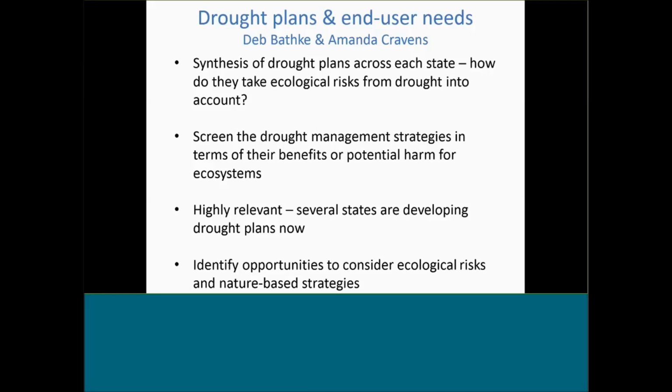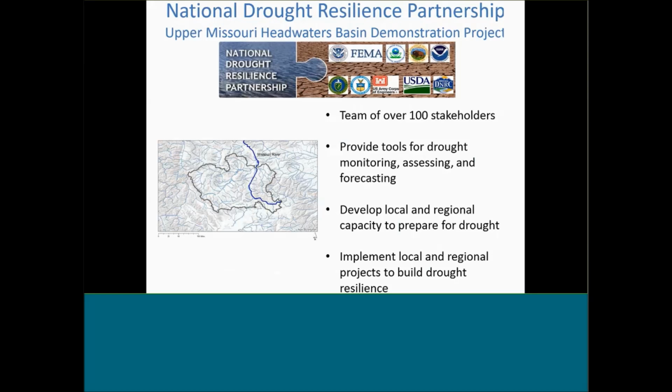And then finally, the last slide, we're working closely with, in the Upper Missouri Headwaters Basin, there's a demonstration project that's part of the National Drought Resilience Partnership. And so we're working at the headwaters there, the Missouri River in southwestern Montana.